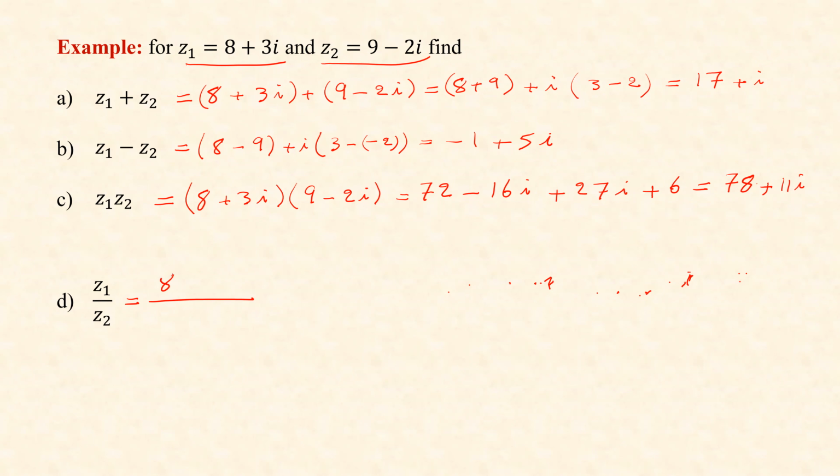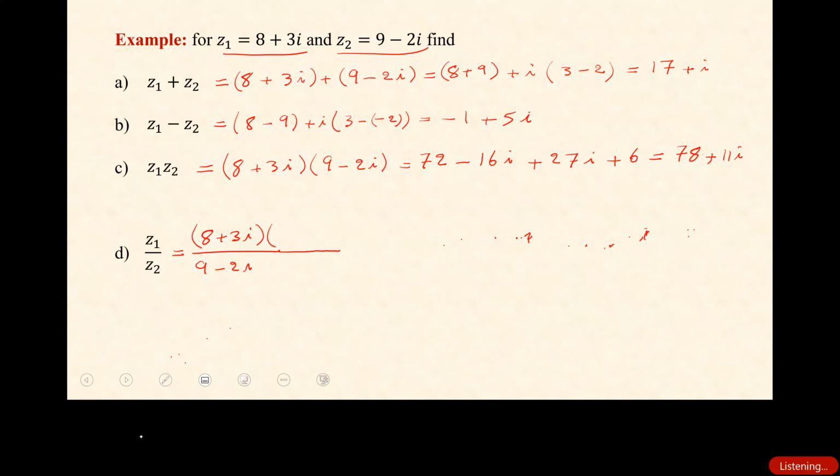Z1 over Z2, 8 plus 3i over 9 minus 2i. Multiply both numerator and denominator by 9 plus 2i. Oh God.